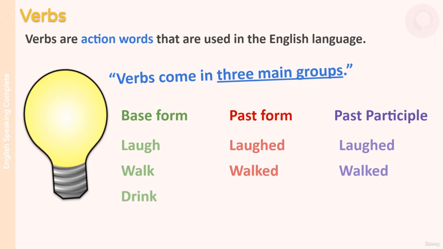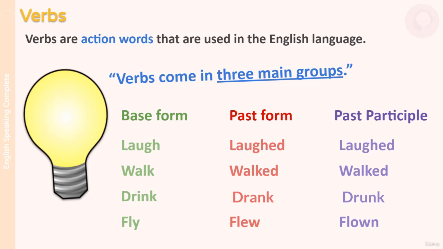Here's another example. Drink. What might the simple past form of this verb be? Instead of ed, drink becomes drank in the past form. And in the past participle, we have drunk. Here's another example. Fly. In the past form, we don't say flied, we say flew. And the past participle is flown. Three different ways that we can use the same verb, which has, of course, the same meaning.